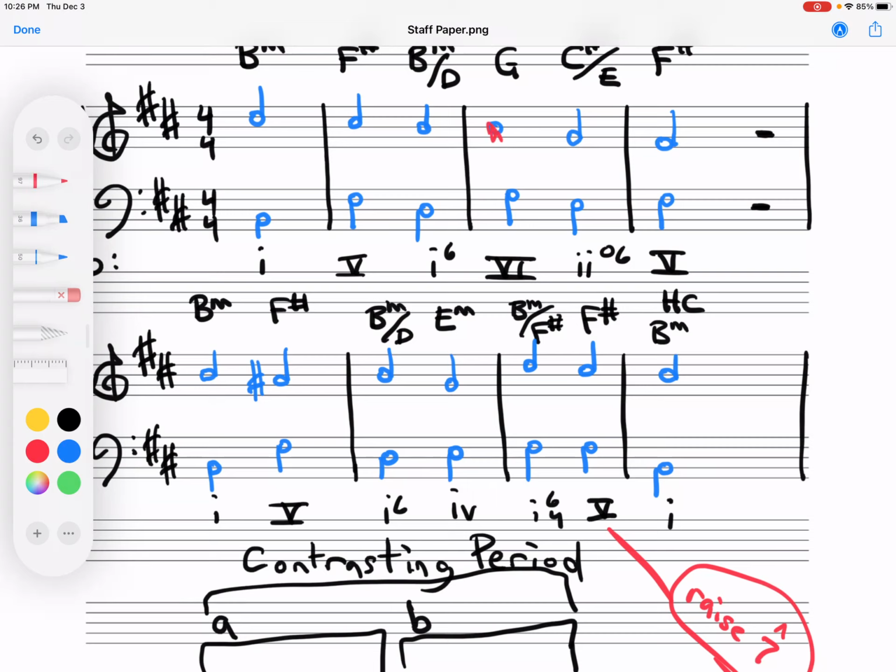Whoops, didn't mean to do that. So it looks like my only other option is B. Let's see if that sounds better. So I'll make a third above the bass here instead of an octave, and then we'll move down. Okay, here we go. You see, that sounds better.